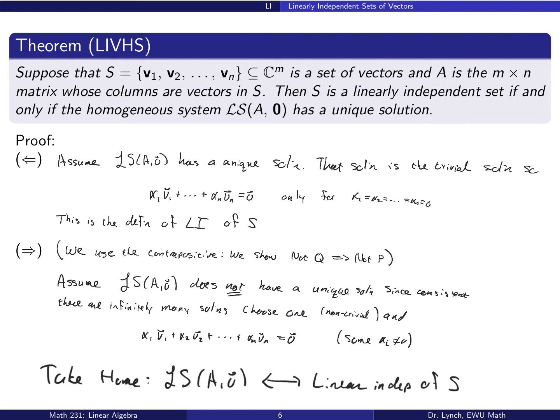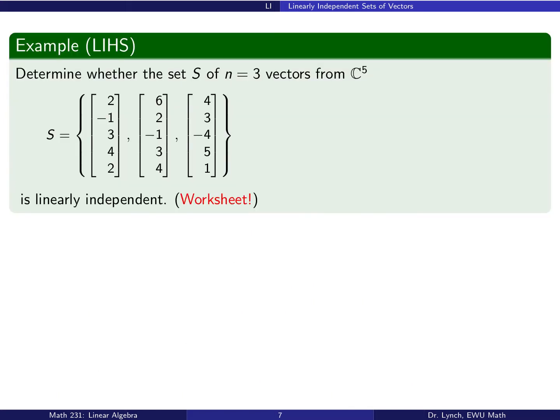Okay, so the take-home message of this theorem is that to consider independence of the set S, we can have a look at a homogeneous linear system where the coefficient matrix has columns that are vectors in S. So here's an opportunity for you to explore this. On the worksheet, let's go ahead and have a look at whether this set of 3 vectors from C5 is linearly independent.